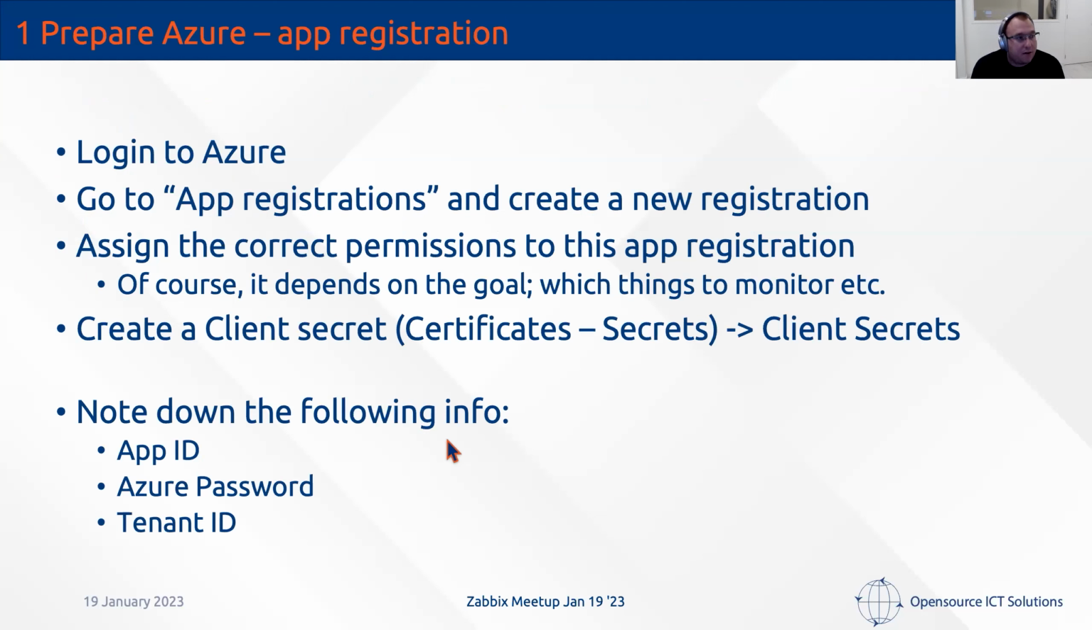And it depends on what you would like to monitor, of course, which things should be monitored, which endpoints should be enabled. And that list is extremely long. Give me a few moments, I will show you. And once the permissions are assigned, you create a new client secret. And Dimitri already mentioned you need that secret to talk to that API.